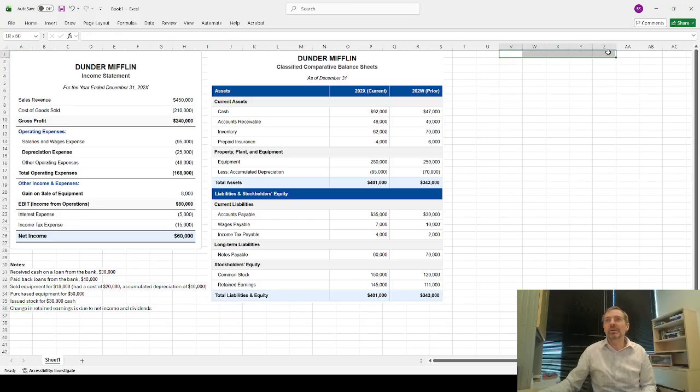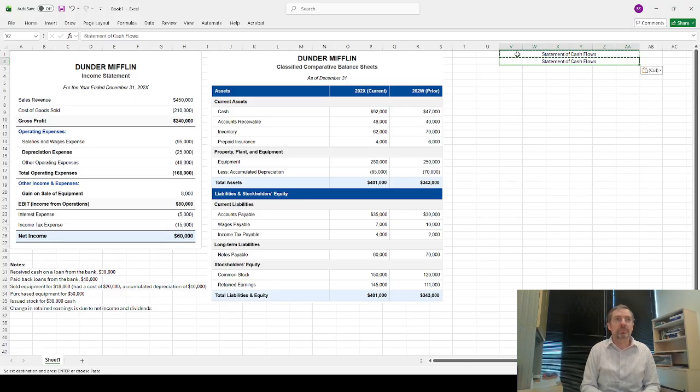At the top of a statement of cash flows, you are going to have the title, statement of cash flows. And then you will put below that probably the company name. In this case, it's Dunder Mifflin. Or we could flip those around. Let's make it match the other ones. All right.